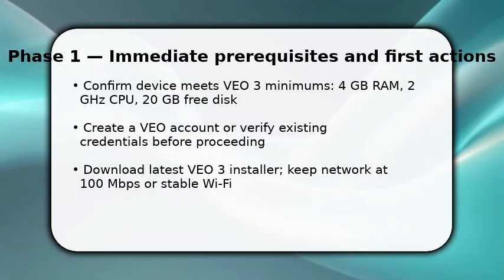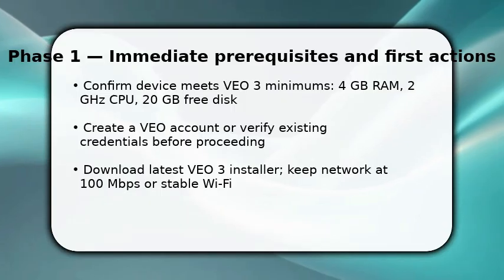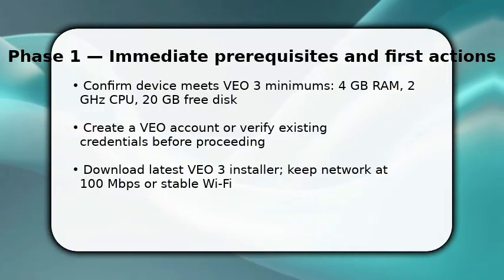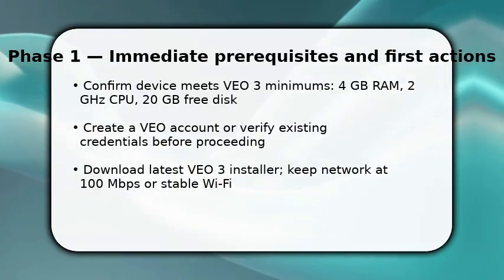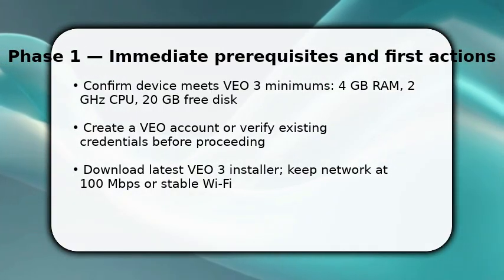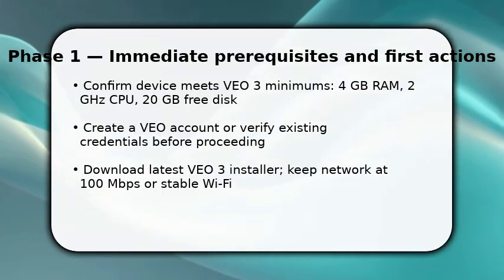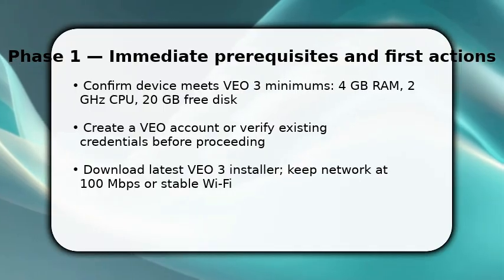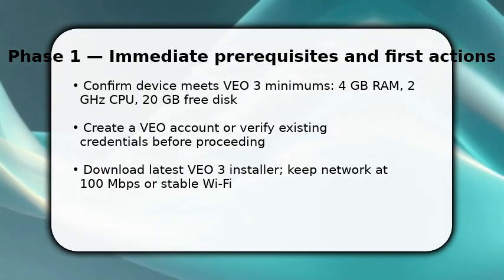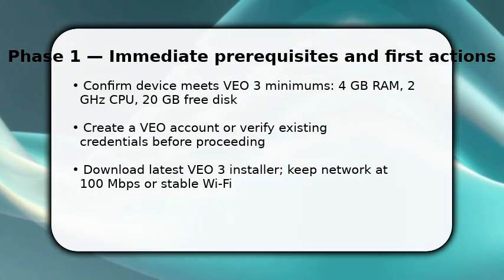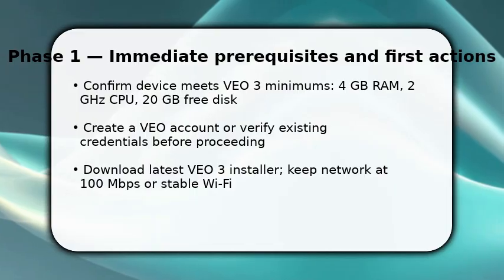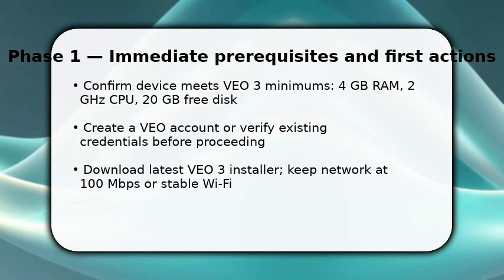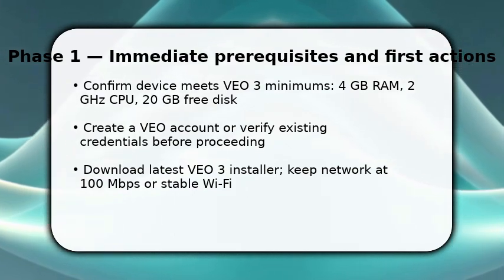You begin by checking prerequisites and taking the first actionable steps. Verify your device has at least 4 GB RAM, 20 GB free disk, and stable network. This prevents mid-install failures. Next, sign into or create your VEO account because authentication happens early. Once done, download the current VEO3 installer. Do not run it yet. Make sure your admin credentials are ready and close resource heavy apps so the installer can finish without interruptions.